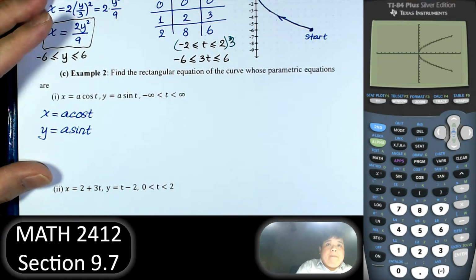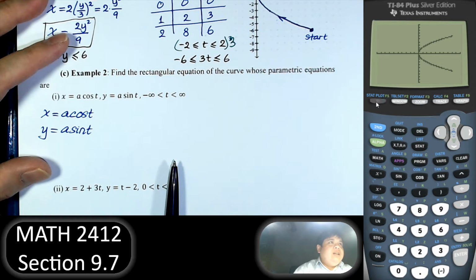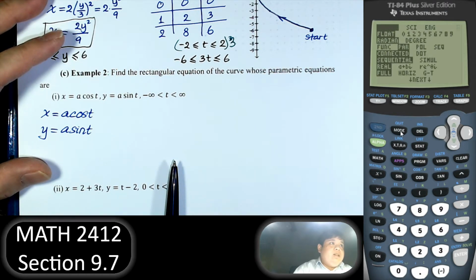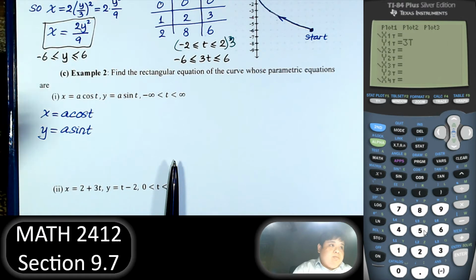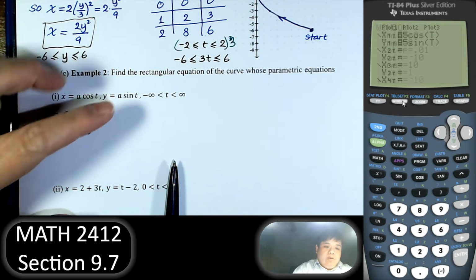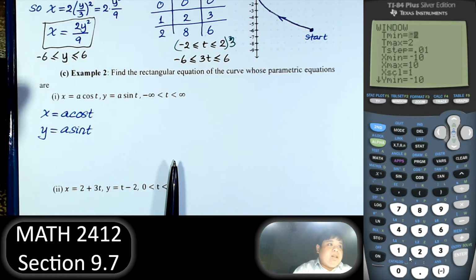Right. Let's keep this in radians. All right, let's see. x is 5 cosine t, y is 5 sine t. It goes from negative infinity to infinity. So let's say from -100 to 100. I cannot put infinity in there. Increment is 0.1. Right, let's see.